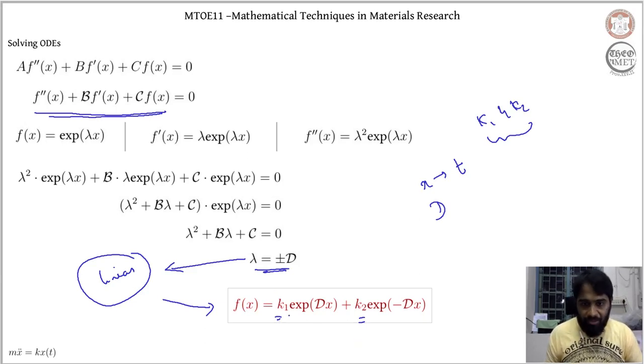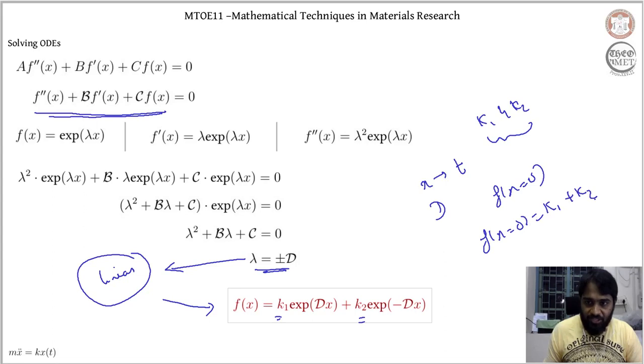Now how could we find this k1 and k2, which we don't know? Of course, even though these are proportionality constants, we don't know what these two are. How can we calculate this? One good way would be substituting my x as 0. If I substitute x as 0, then f of 0 will be equal to my k1 plus k2.